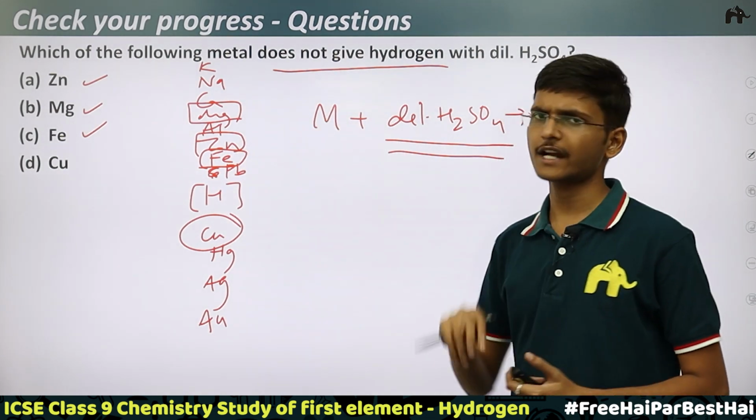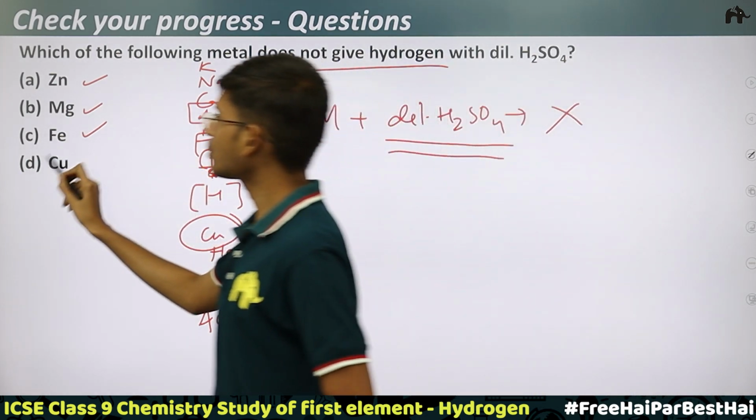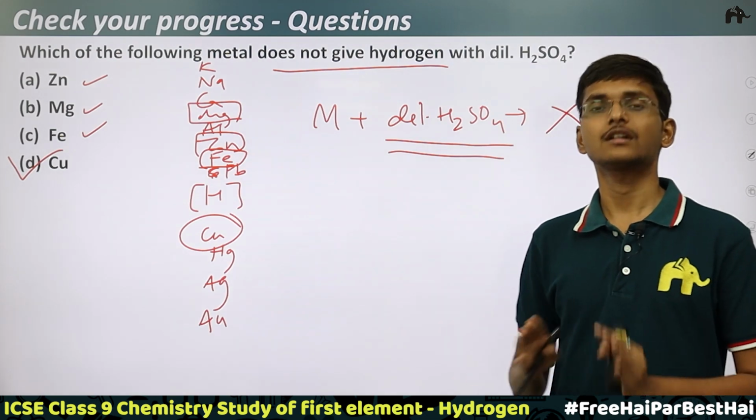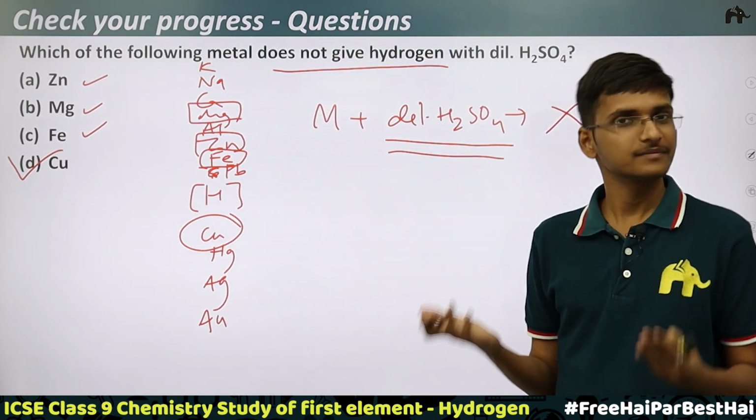So they would react with dilute sulfuric acid producing hydrogen gas. But copper is below hydrogen in the activity series, and that's the reason it won't react with dilute sulfuric acid. So it won't be able to give hydrogen either, correct?